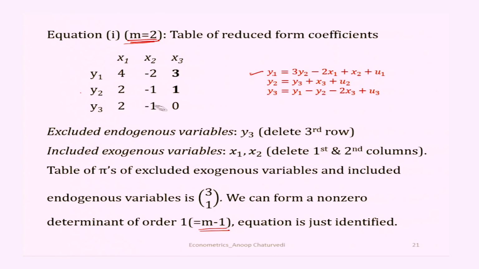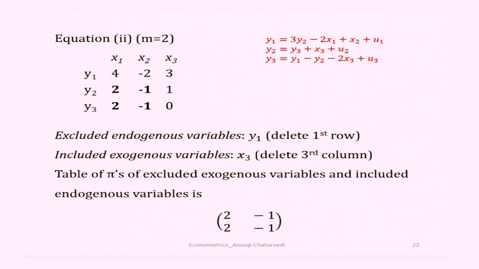Similarly, you can find the matrix corresponding to the second equation. In the second equation, the excluded endogenous variable is y1. So, we delete the first row. Included exogenous variables are x3, say. So, we delete the corresponding column. So, finally, you obtain this matrix.